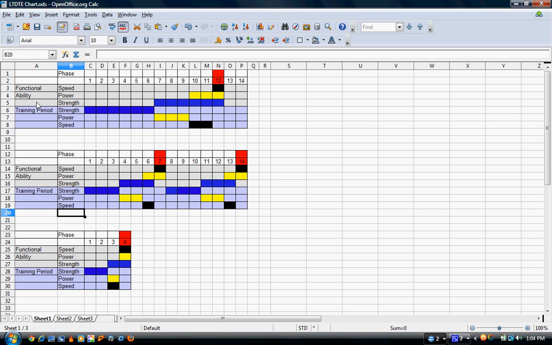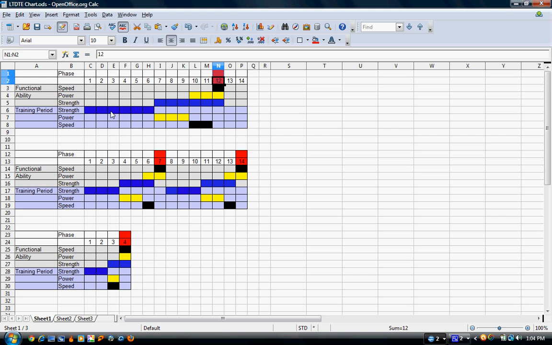So this is when each of these goals kind of kicks into play. This is the residual left over from the concentrated phase. Again, we have strength, power, speed, and up top we have weeks. In red here, we have when we want to peak our athlete. So when is the most important competition?